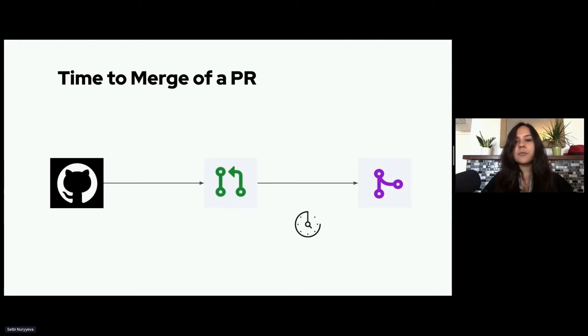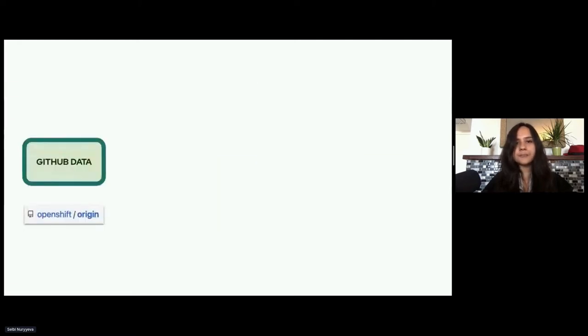Let's briefly look into the workflow that we follow for the same. To predict the time that it will take to merge a new PR on a repository, we frame this as a classification problem, whether the time taken to merge a PR falls within one of the few predefined time ranges. As a first step, we collect a dataset consisting of pull requests and related metadata from the OpenShift origin repository using one of our internal tools.